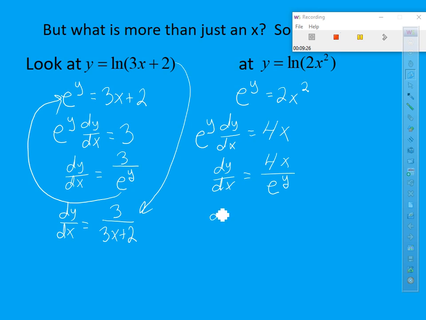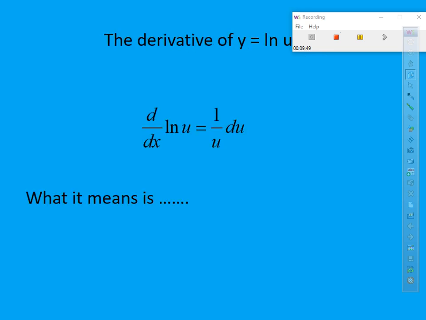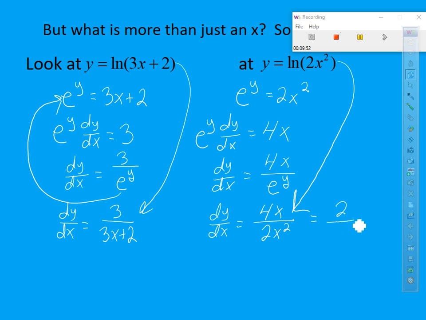But you know where I'm going now. dy/dx is really 4x over another name for e to the y, which is 2x squared. We're not 100% done yet, but there's a shortcut to go from there to there. Now, let me simplify this. 4 over 2 happens to be 2. Looks like your x's cancel out, so 2 over x. There's a reason things reduce, which we'll talk about as we go.